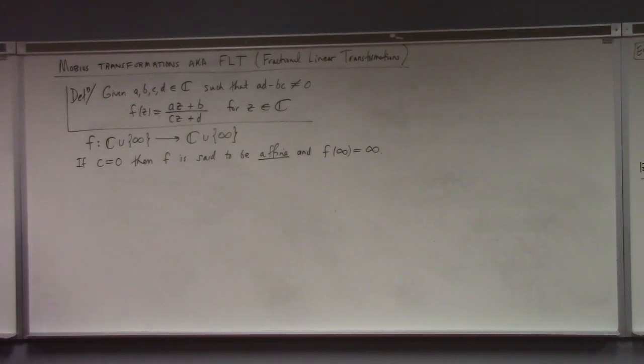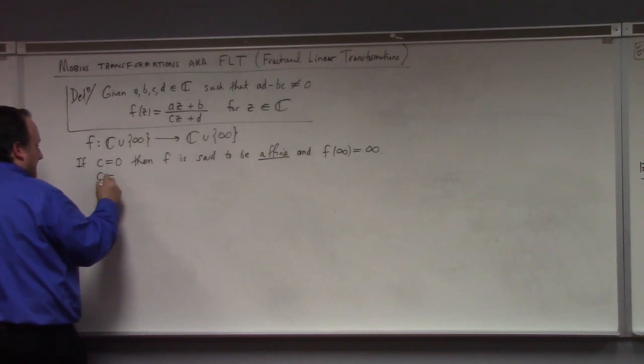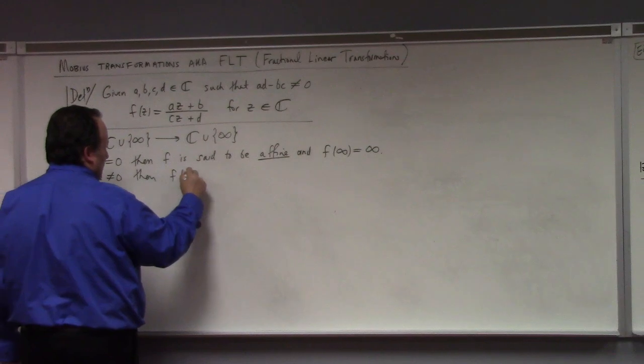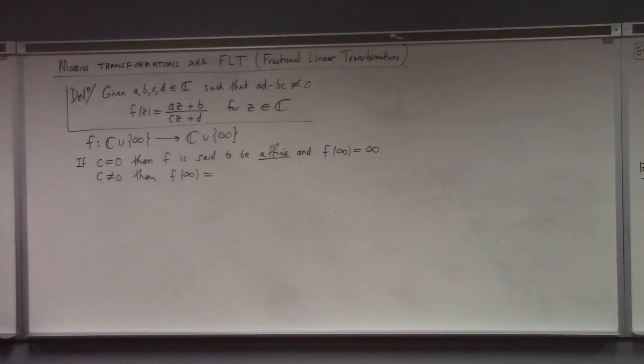Sorry, the book I was looking at doesn't quite say. I think though, if c is not equal to 0, then f of infinity should be understood in the limiting sense. What would you think it should be equal to?